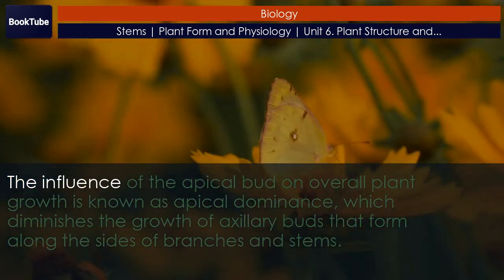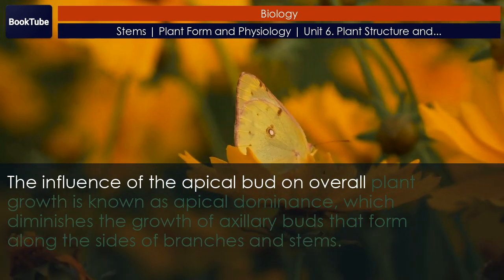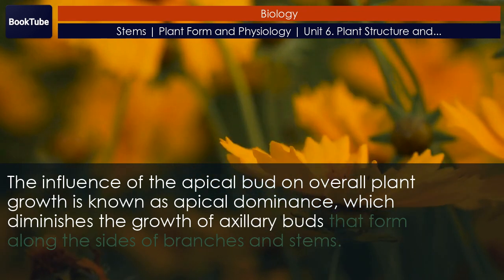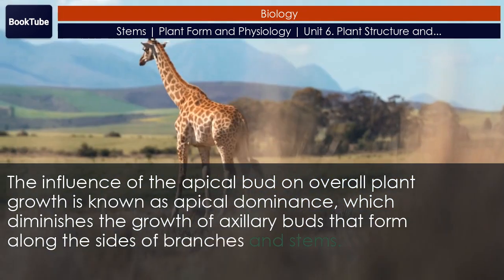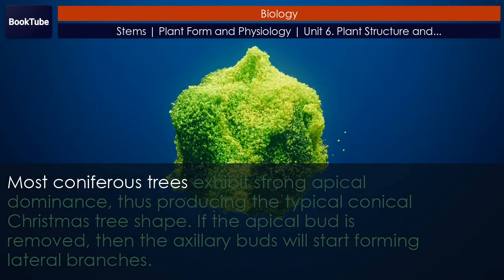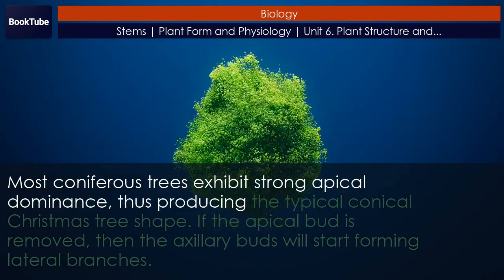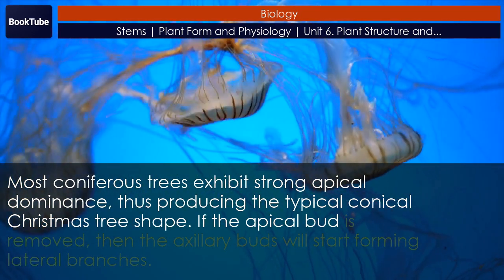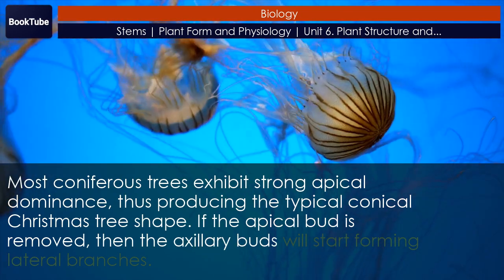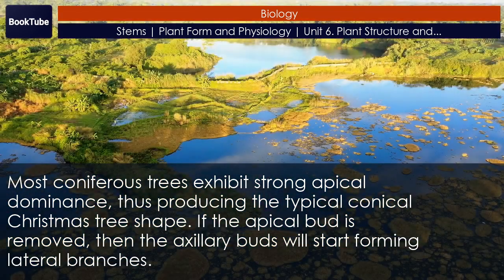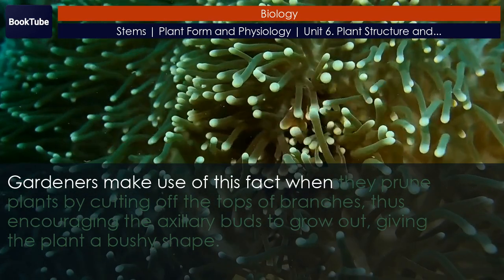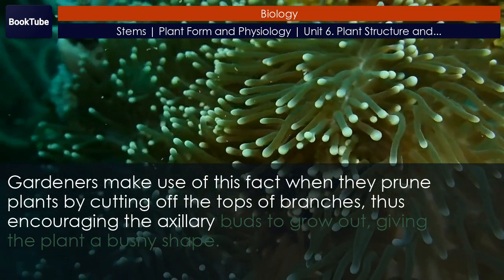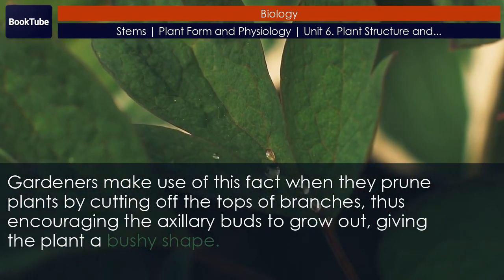Shoots. The influence of the apical bud on overall plant growth is known as apical dominance, which diminishes the growth of axillary buds that form along the sides of branches and stems. Most coniferous trees exhibit strong apical dominance, thus producing the typical conical Christmas tree shape. If the apical bud is removed, then the axillary buds will start forming lateral branches. Gardeners make use of this fact when they prune plants by cutting off the tops of branches, thus encouraging the axillary buds to grow out, giving the plant a bushy shape.